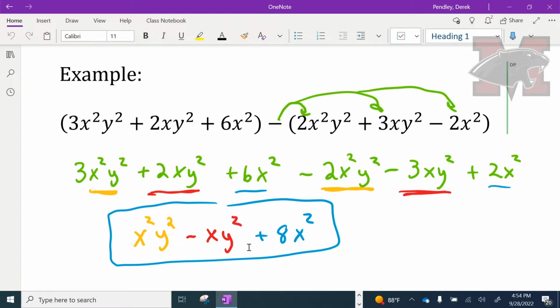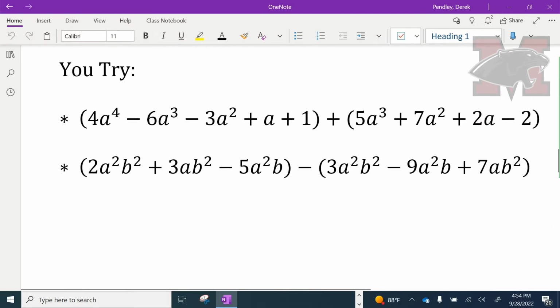All right. Now I would like you to try these 2 problems. Do the same thing we just did. Take a moment, add the 2 polynomials together, then subtract, and let's see what you come up with.